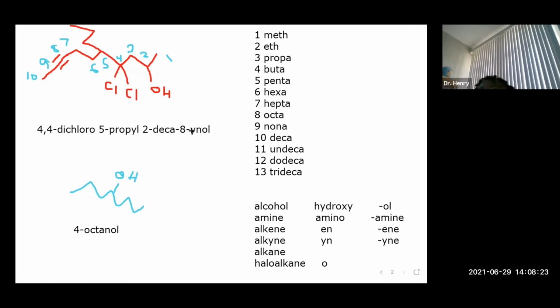On the 4? Sure. Wait, I may have made a mistake. Wait, this 4 right here. That's 1, that's 2, that's 3, that's 4, right? All right.